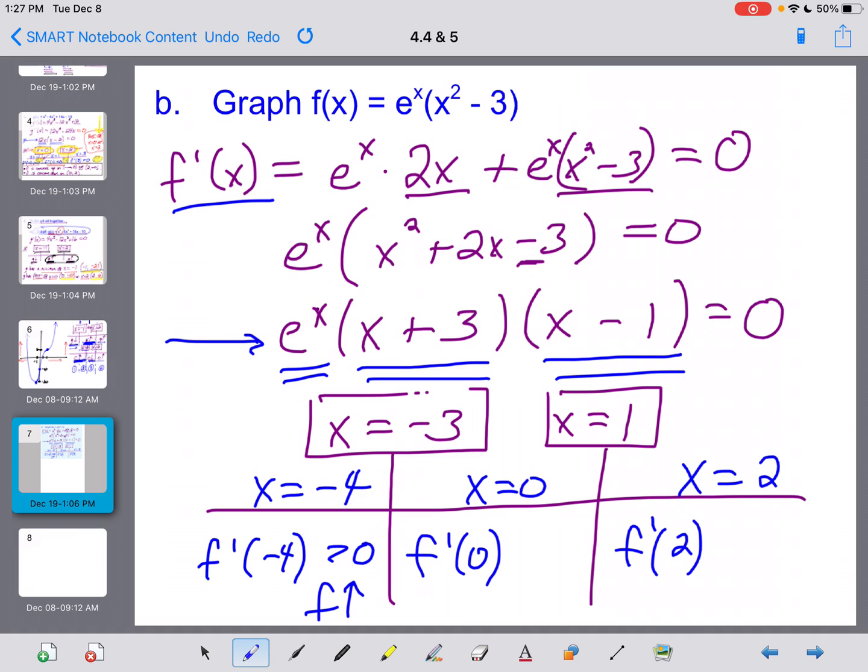Okay, let's move on to the next interval right here. When x is in between negative 3 and 1, and we chose a test value of 0, let's see what happens here. E to the 0 is positive 1. 0 plus 3 is positive.